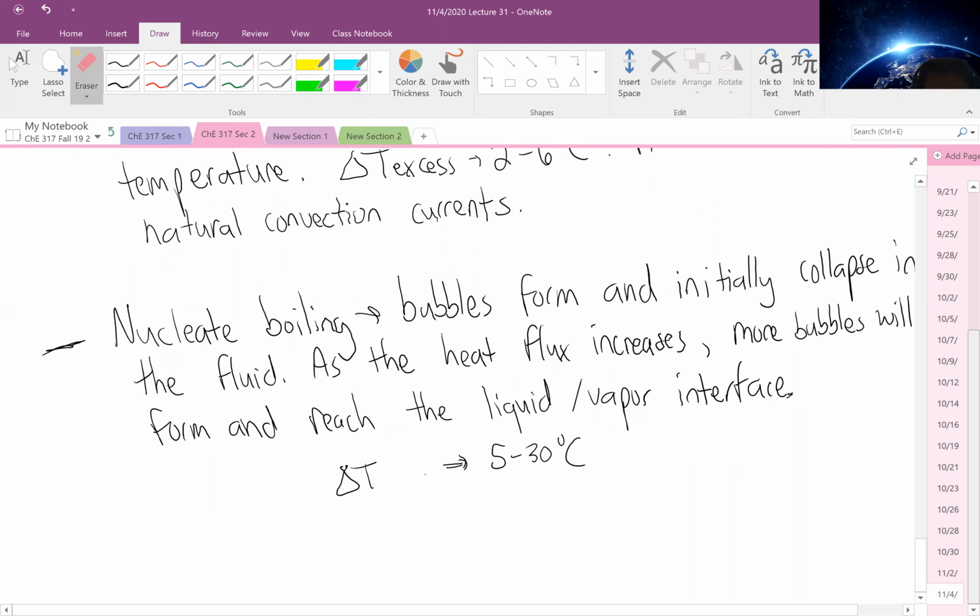Is that regardless of fluid, or is this just for water? Regardless of fluid. Good question.